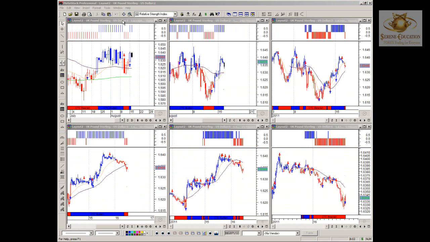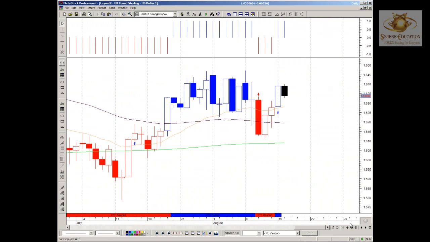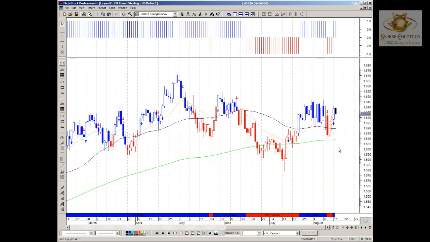Next pair is the sterling against US dollar. Let's have a look at the daily. Here again you can see a lot of consolidation, followed by a break to the downside, and then a full retracement of all that. So bearish, followed by a complete turnaround in price action and a bounce higher. That bounce came just above a prior support and resistance level.